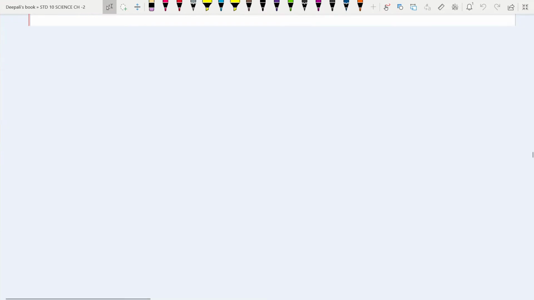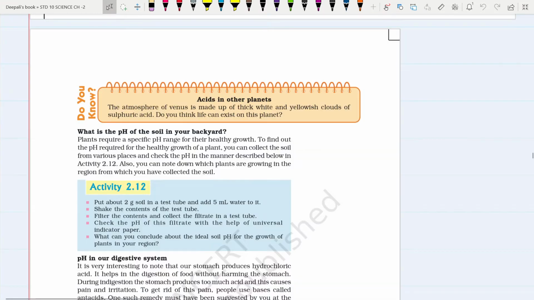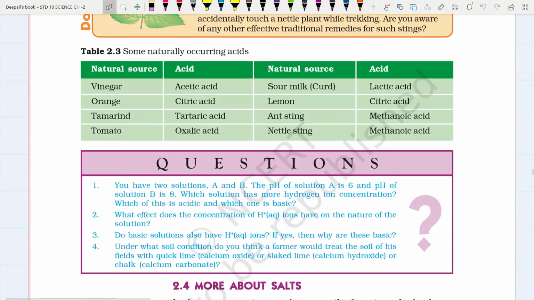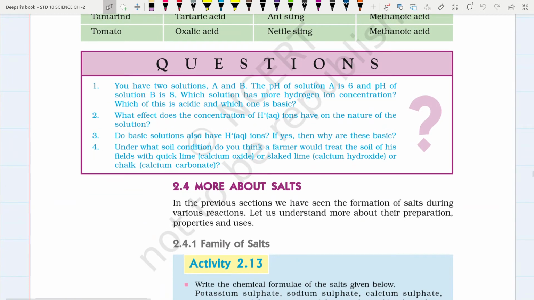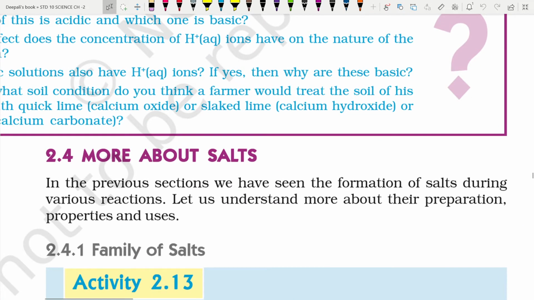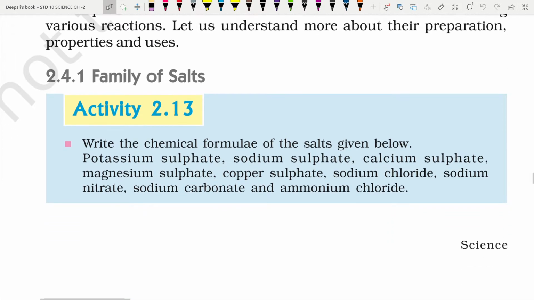Now let us see how salt is important for us in science and what the characteristics of salt are. In the previous section, we have seen the formation of salt during various reactions. Let us understand more about its preparation, properties and uses. Family of salt. Write the chemical formula of the salts given below.